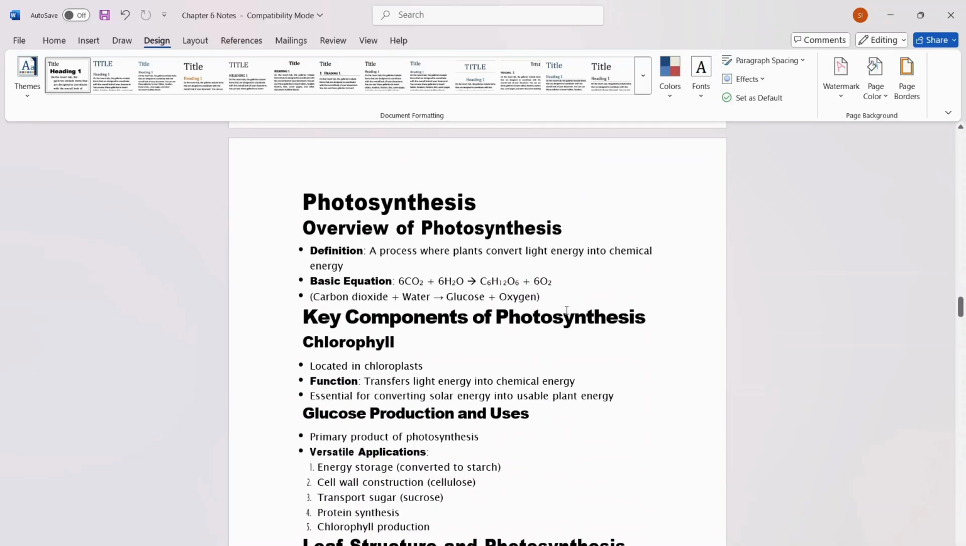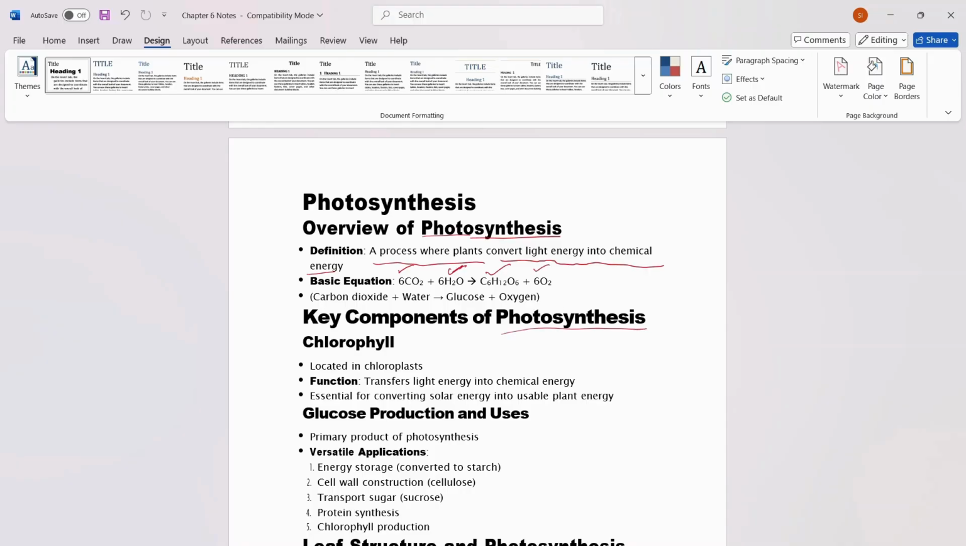Alright, overview of the process of photosynthesis. A process where plants convert light energy into chemical energy. The equation is 6CO2 (carbon dioxide) plus 6 water molecules gives us glucose and oxygen.